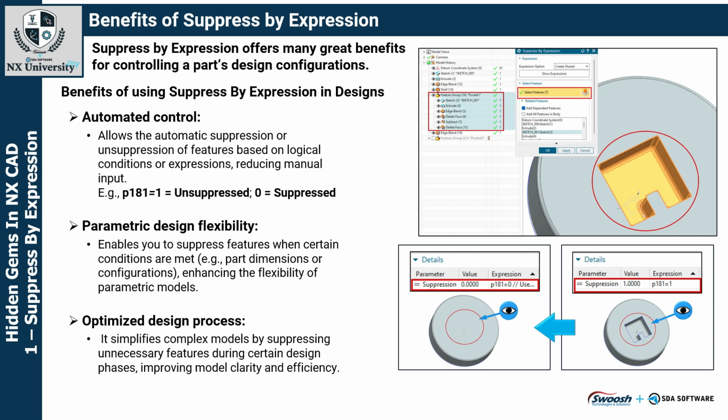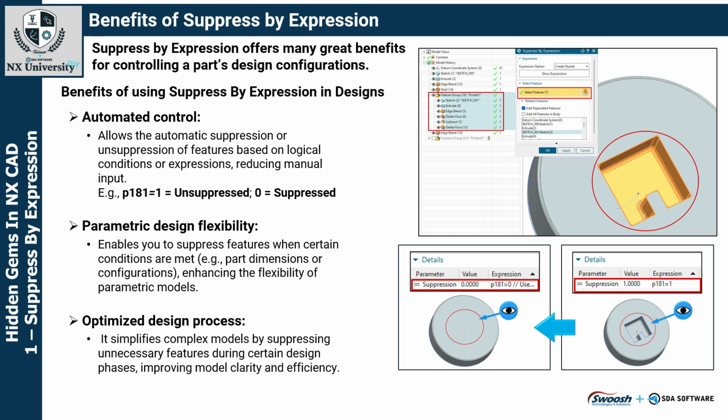What are some benefits of the suppress by expression inside your designs? Suppress by expression is going to offer many great benefits for controlling a part's design configurations. Benefits of using suppress by expression inside your designs include automated control. This is going to allow automatic suppression or unsuppression of features based on logical conditions or expressions, reducing manual inputs. For example, P181 equals 1, which equals unsuppressed.